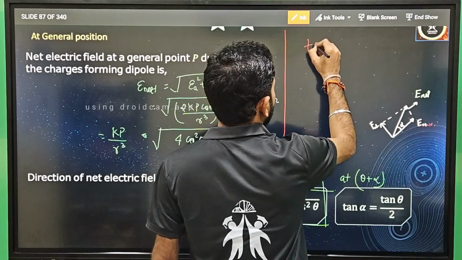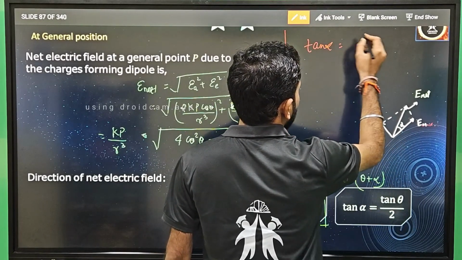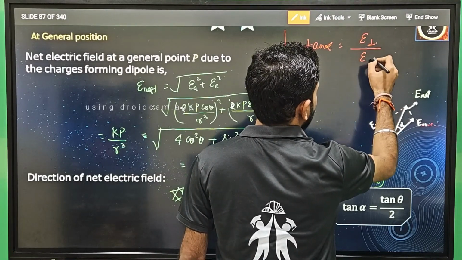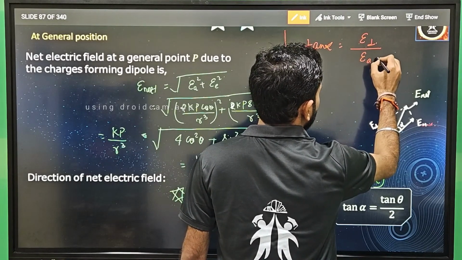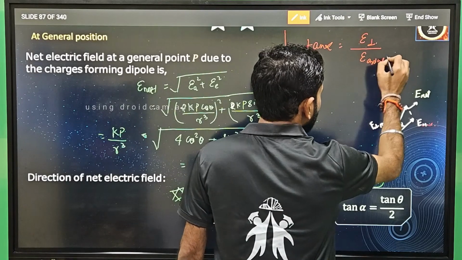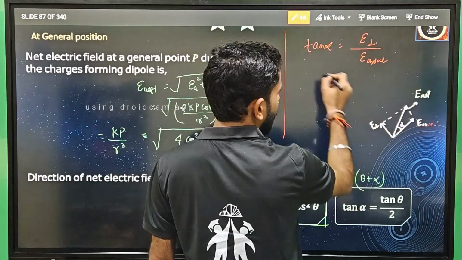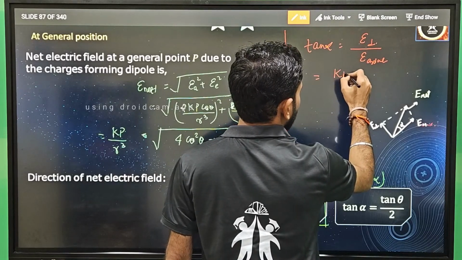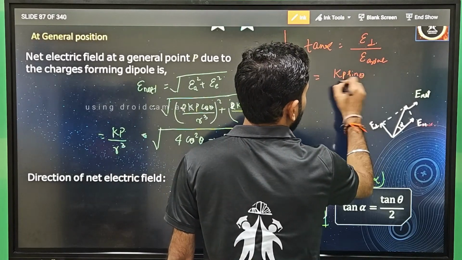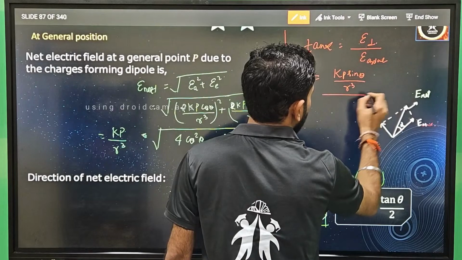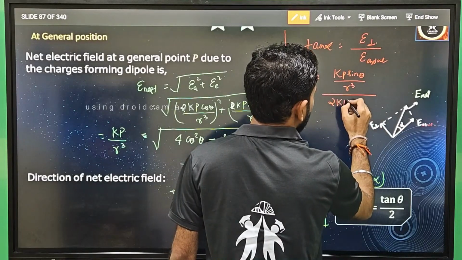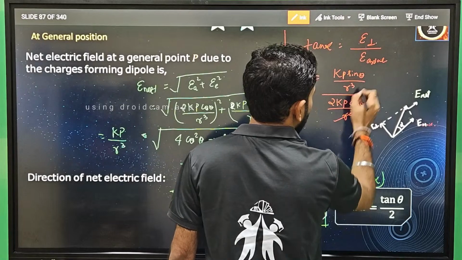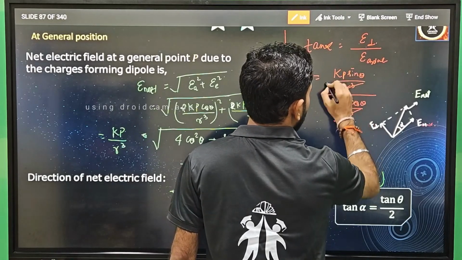That means if you have to define tan of alpha, how will you write it? You will write electric field due to the perpendicular direction divided by electric field due to the axial position. This way you can write perpendicular upon base. Due to perpendicular, what do you write? K p sine of theta divided by r cube, divided by 2 k p cos of theta divided by r cube. R cube cancels, kp cancels.